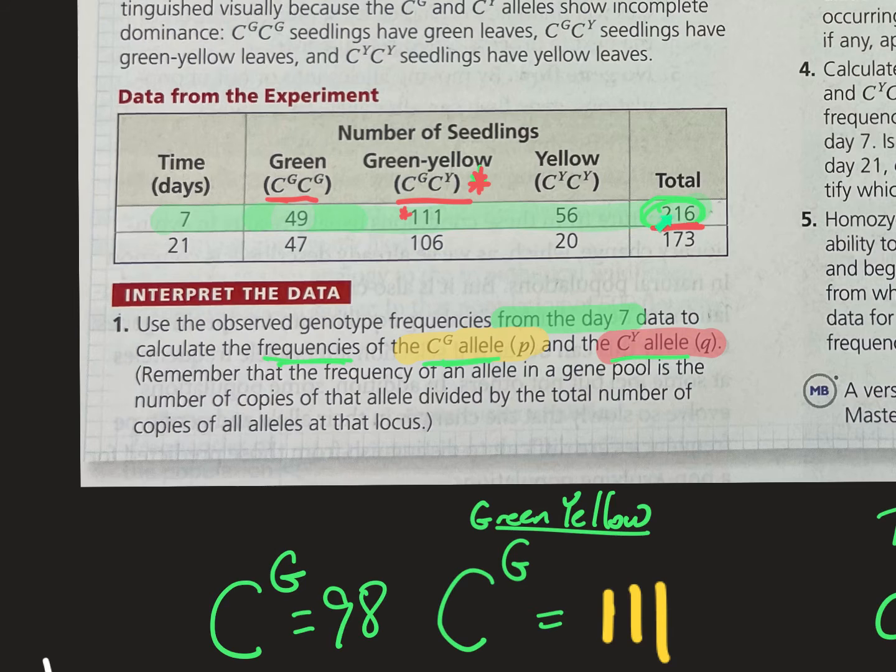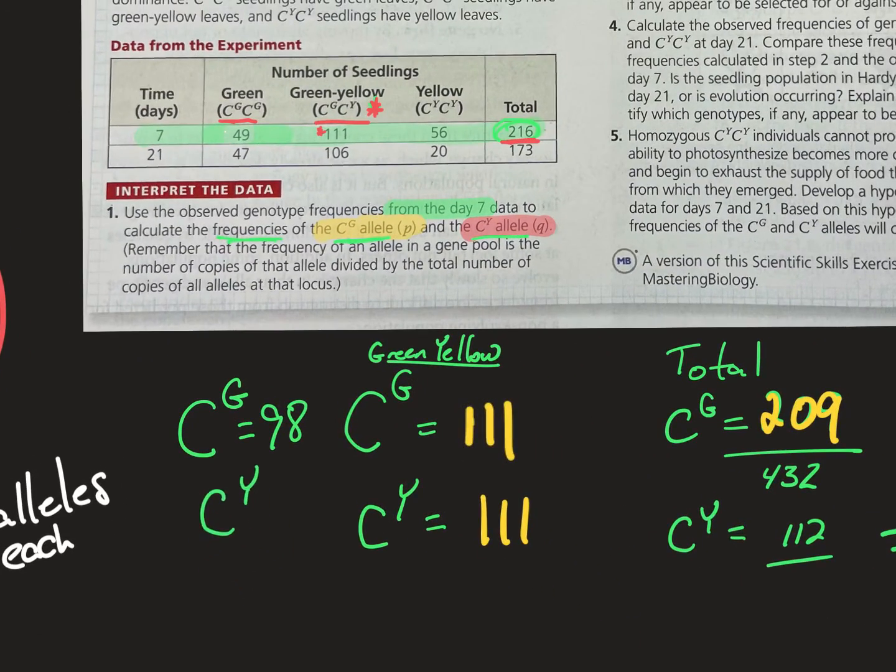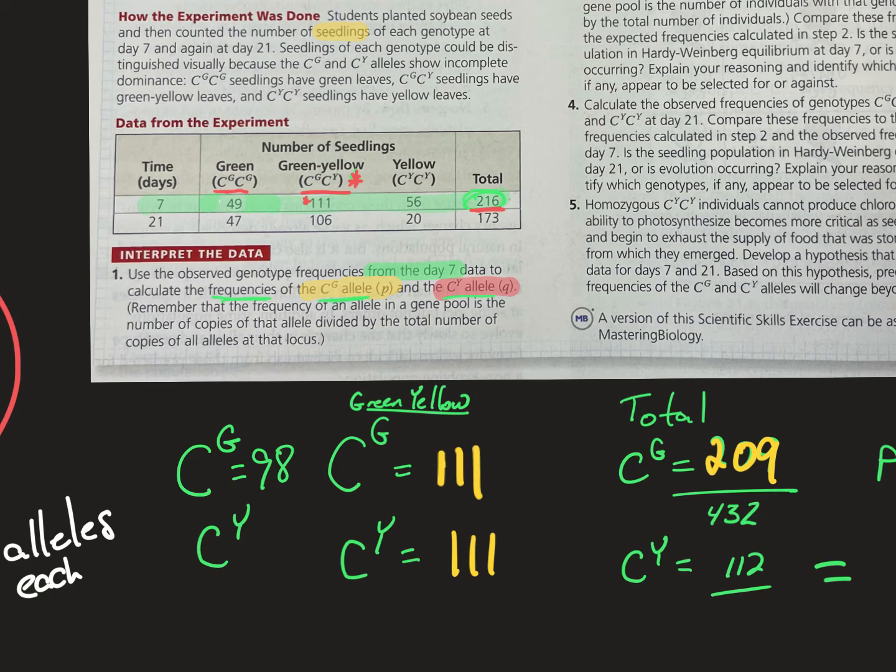So here we know we have 216 total creatures, but the total number of genes, because they're diploid, some animals are haploid, they only have one. But these are diploid, they have 2. So then here there's 2 for each of the 49, so that's a total of 98. CG, CG, yeah? So we write down how many CGs we have: 98 from all the green plants.